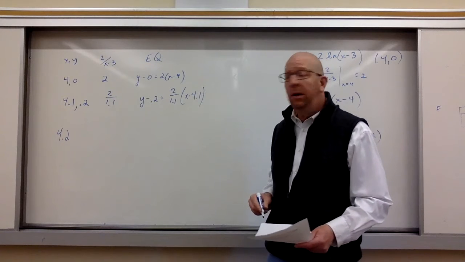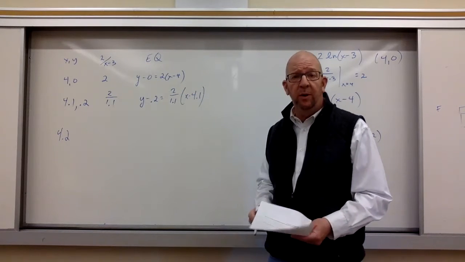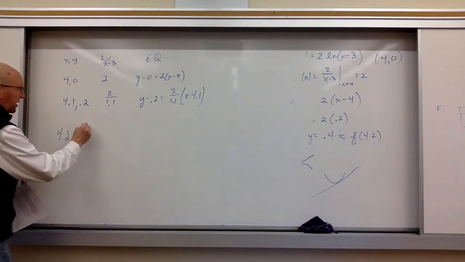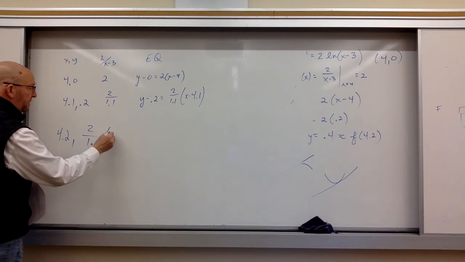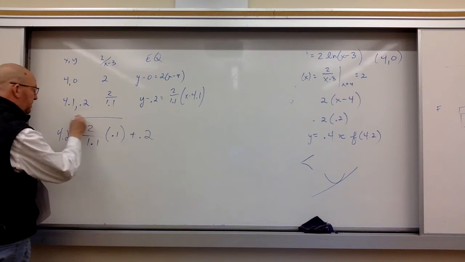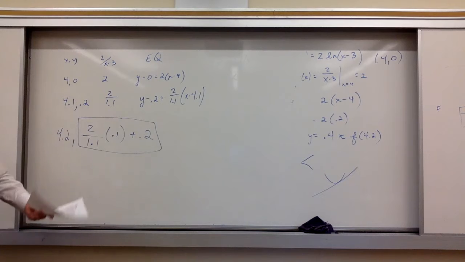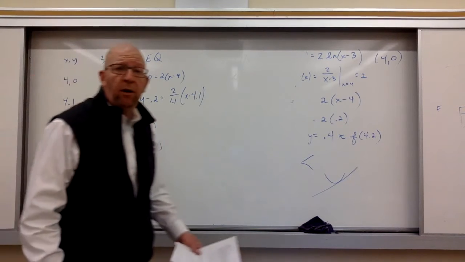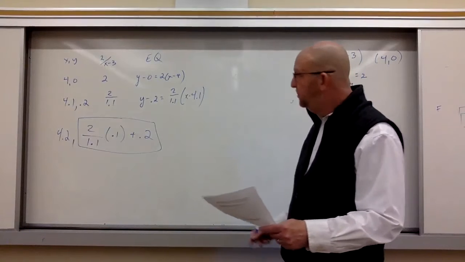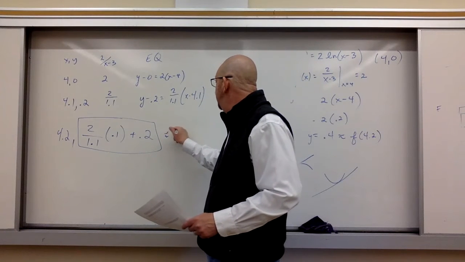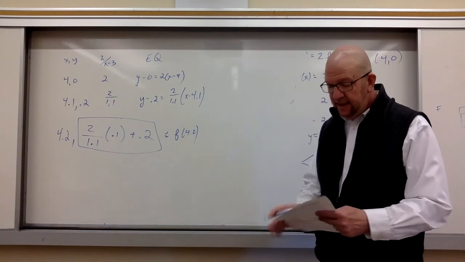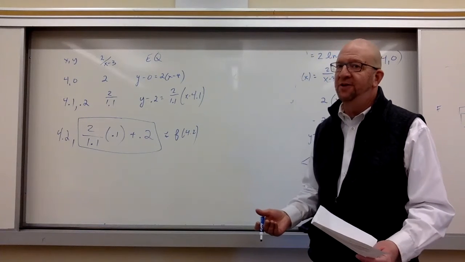4.2 minus 4.1 is 0.1. 2 over 1.1 times 0.1 is something, plus 0.2, that's it. So my answer: 2 over 1.1 times 0.1 plus 0.2. There's your Euler's method value for f of 4.2. Wow, that's pretty cool. And again, approximately equal to f of 4.2.